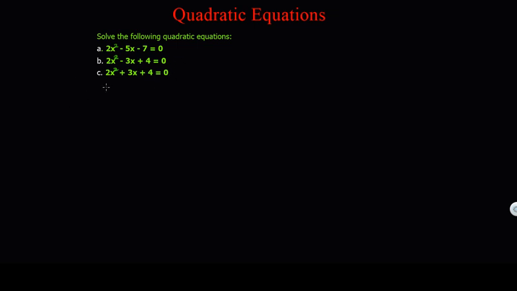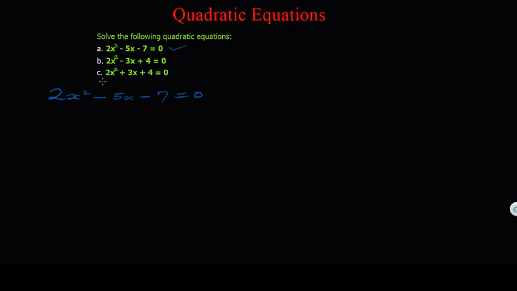To start with, let's try factorization. And we are going to be using the factorization method for this. Number 1, where we have 2x squared minus 5x minus 7 is equal to 0.